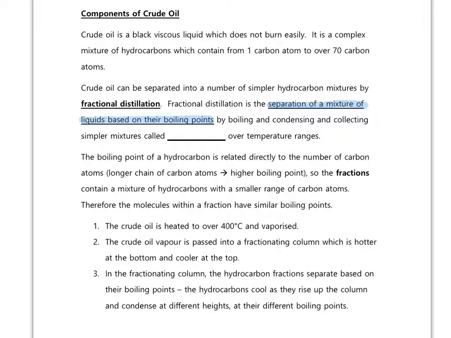collecting simpler mixtures called, and you should know by now, but these are called fractions. So the different simpler mixtures that are separated out are called fractions. So think fractional distillation, what comes out of those is what we called fractions. We've talked about in great detail in the other videos about the boiling point of the hydrocarbon being related to its length, or essentially its size, and the longer the chain of the carbon atoms, the higher the boiling point.